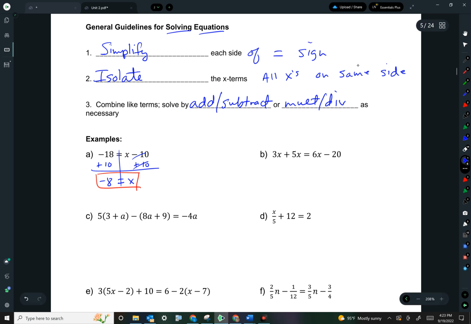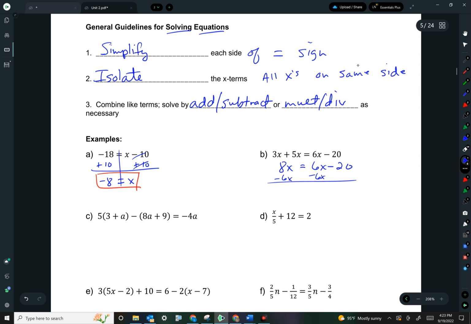Okay, if I look at letter B, I'm going to go through the steps. So step 1, simplify each side. Well, on the left side, can't I go ahead and say 3x plus 5x is 8x? On the right side, I can't combine the 6x and the 20, so I just leave it alone. 6x minus 20. So step 2, I need to get all the x's on one side. So how about, since I already have an 8x on the left, how about I figure out a way to move that 6x over with the 8x? Well, if that's a positive 6x, in order to move it over, I'm going to do the opposite. I'm going to subtract 6x from both sides.